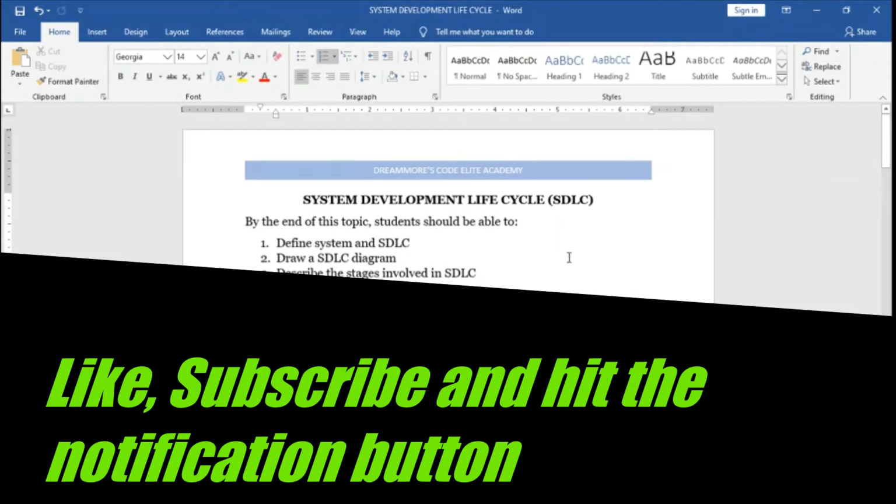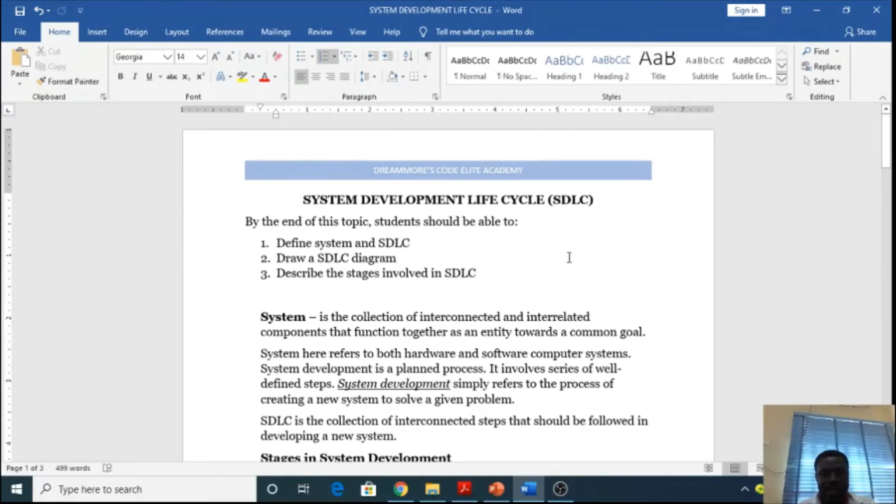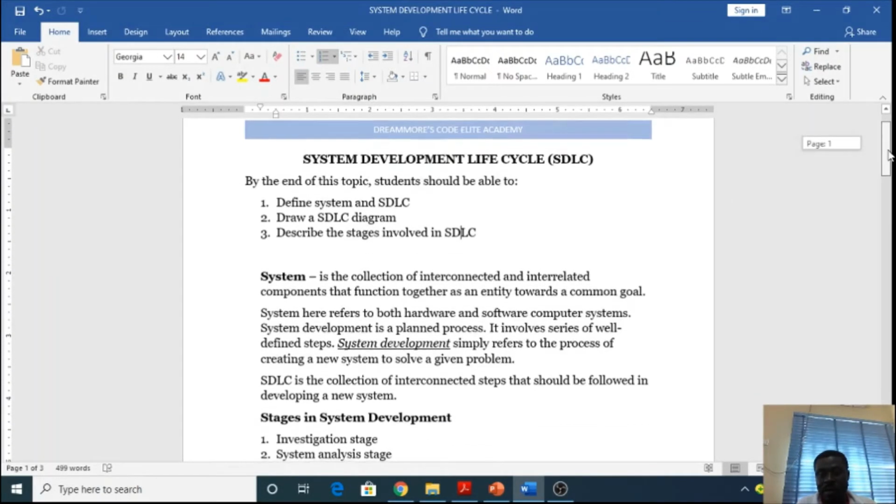Today we're going to talk about system development life cycle. By the end of this topic, you should be able to define what a system is. You should be able to define system development life cycle. You should be able to draw a system development life cycle diagram, a chart. You should also be able to describe the stages involved in system development.